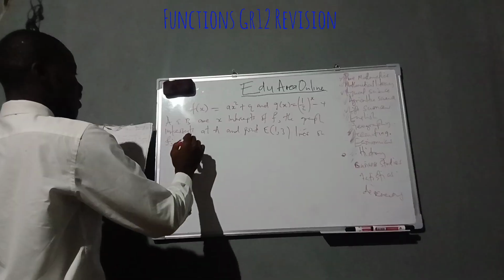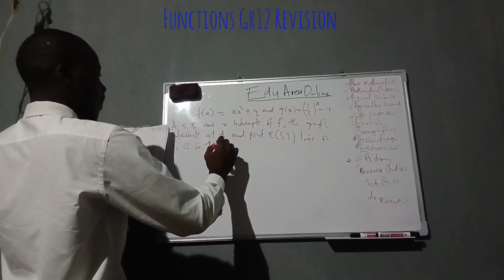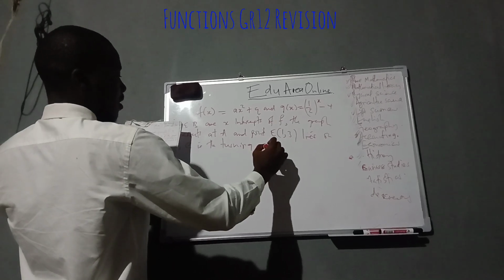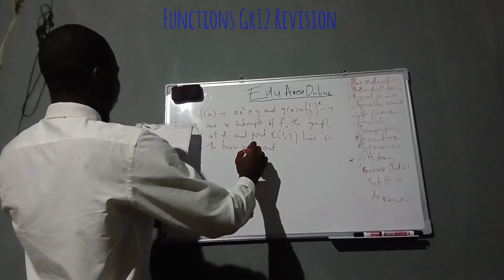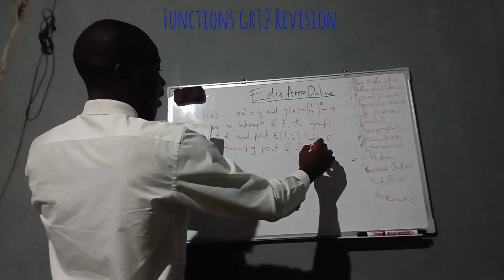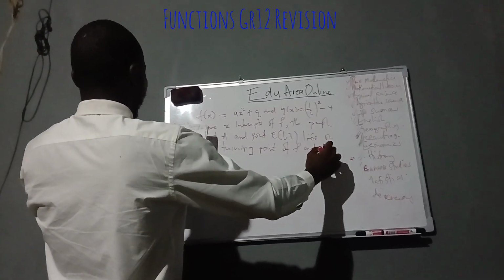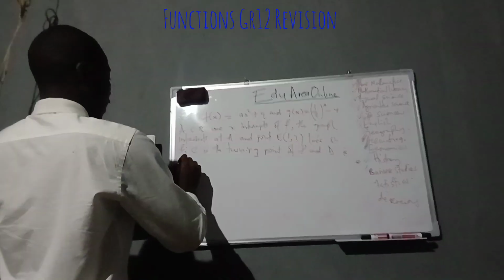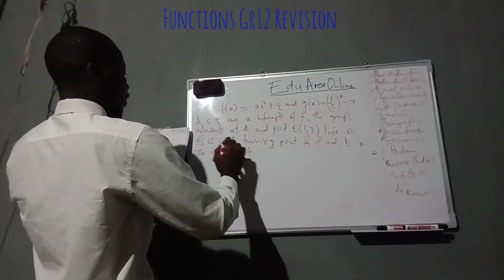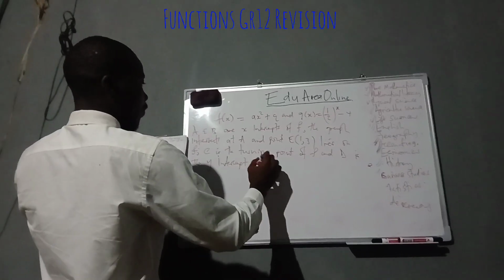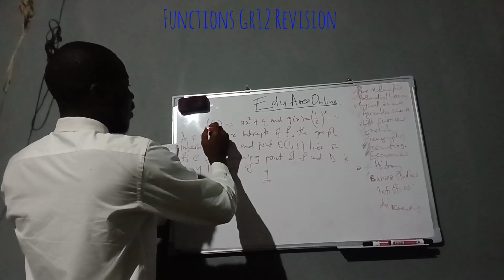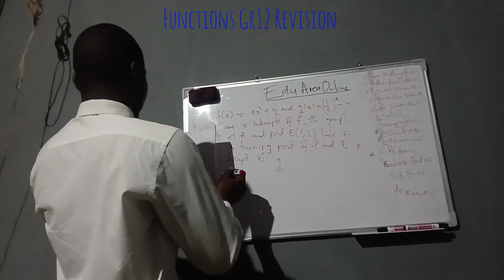And it also says C is the turning point of f, and D is the y-intercept of g. Right. So this is f and g that we are talking about in the question.